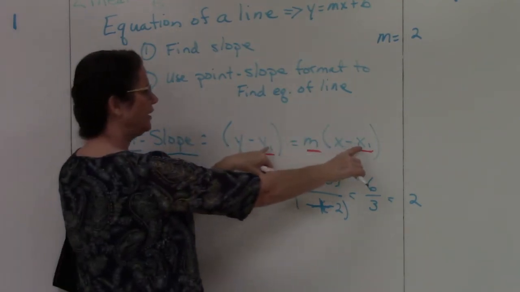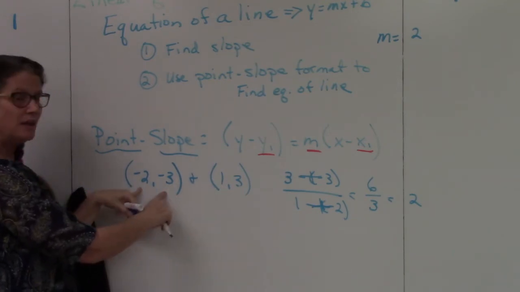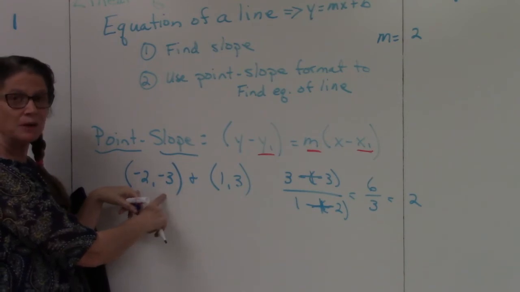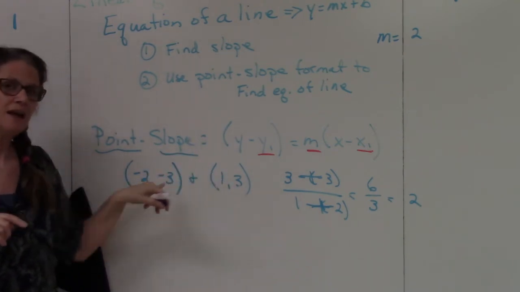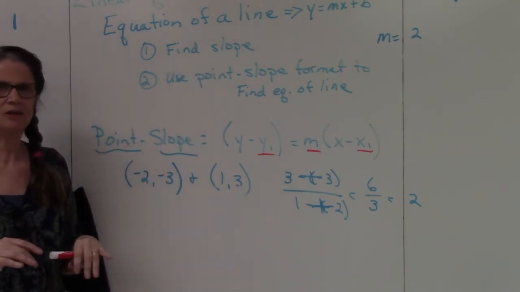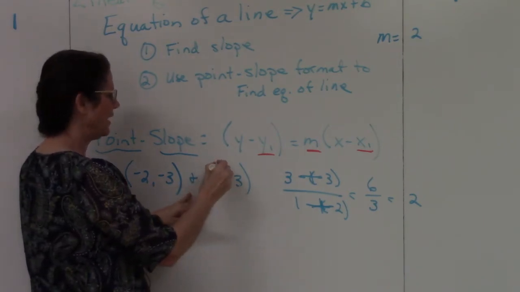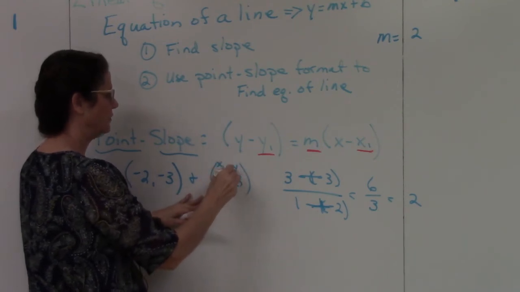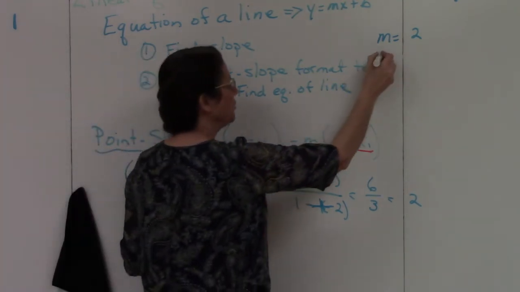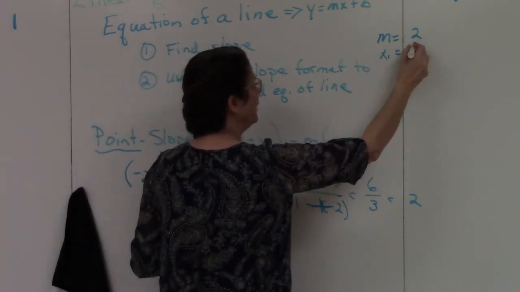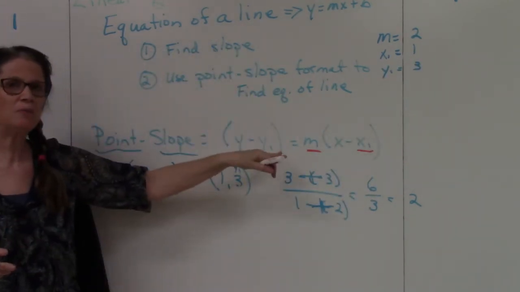Well, I can choose either one of these. I always choose the one that's easiest to use. Negatives, if you don't like negatives, this might not be the best choice for you. If I have 2 positives, I'm good to go. If there's ever one of these points that has a 0 in it, use it. It changes everything. It makes it so much easier. So I'm just going to randomly pick this set, okay? This is my x value. This is my y value. So there's my x1, y1. So I have all the information I need. My x1 is 1. My y1 is 3. So now I just plug it into my point-slope format.